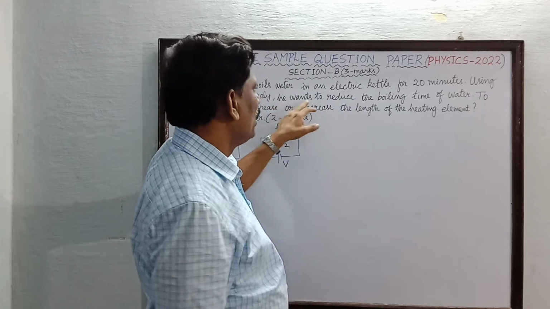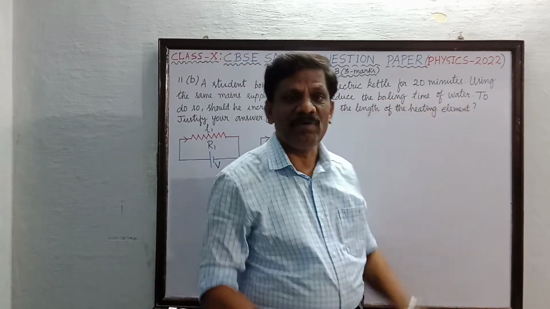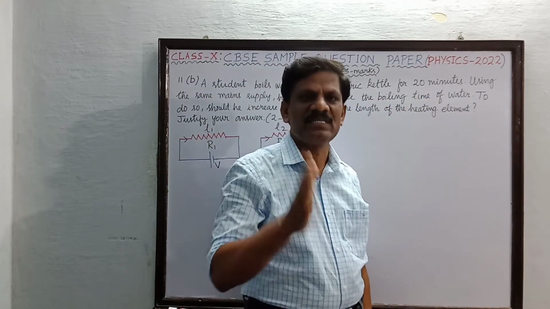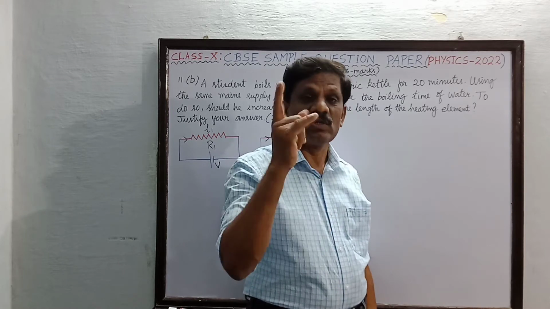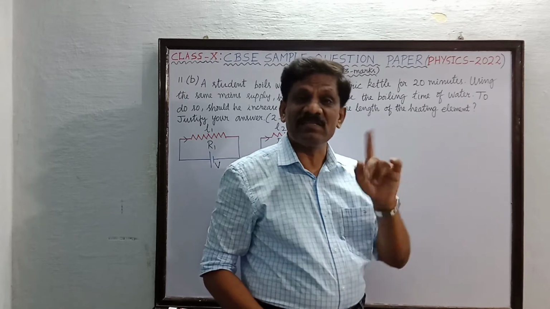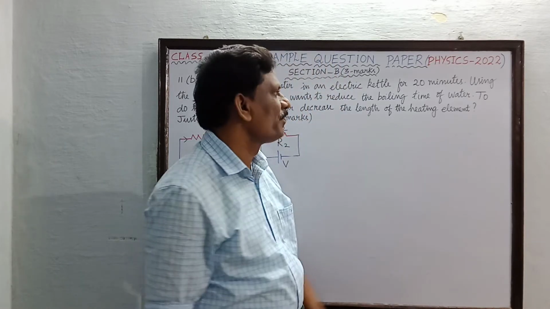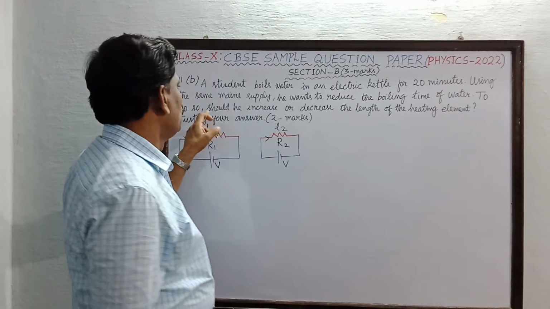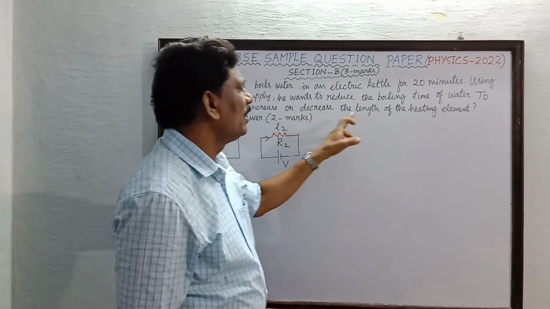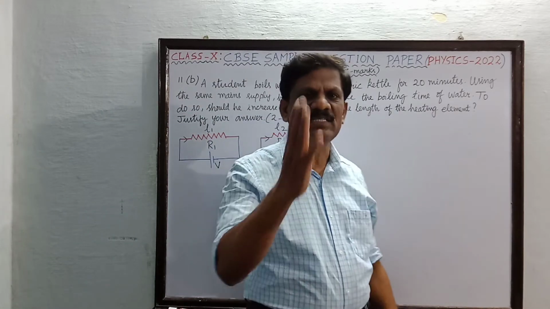So he wants to reduce the boiling time of water, means he wants to reduce the time of flow of current. So the second time T2 must be less than the first time T1. That is the clue given here. Try to understand. To do so, should he increase or decrease the length of the heating element?